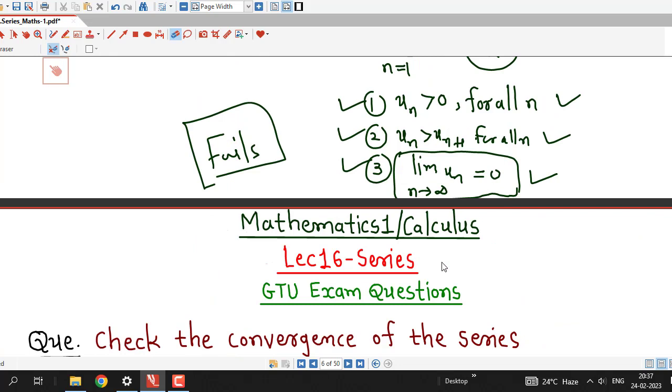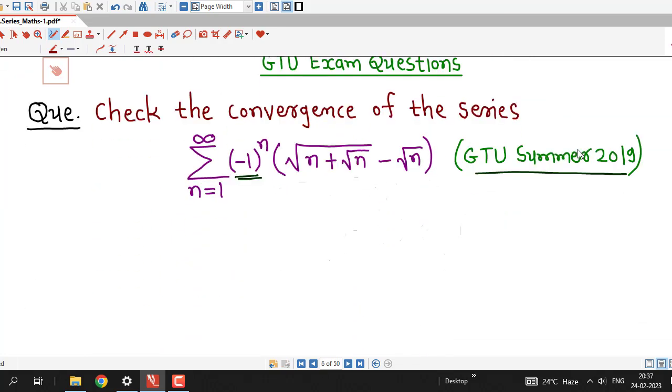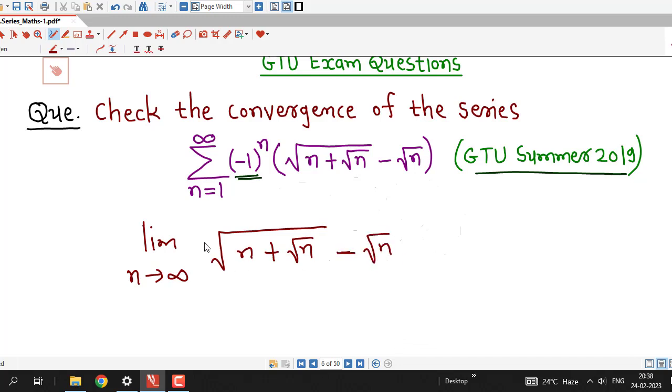Now for the second condition we have to do some exercise, to check whether the sequence is decreasing or not. So for the time being we check the third condition. Suppose we try to find the limit as n tending to infinity of square root of n plus square root of n minus square root of n. Suppose we are interested in the limit of this quantity.